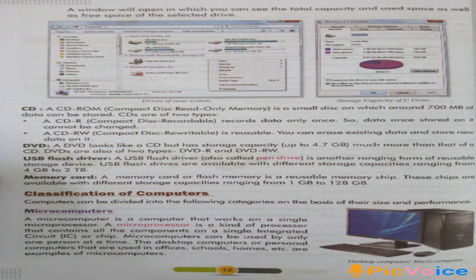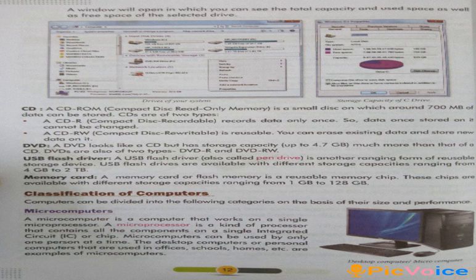DVD. A DVD looks like a CD but has storage capacity up to 4.7 GB, much more than that of CD. DVDs are also of two types: DVD-R and DVD-RW.